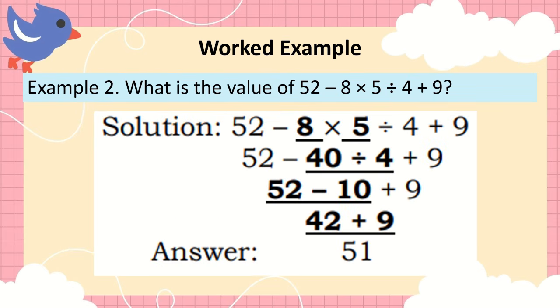Next, what is the value of 52 minus 8 times 5 divided by 4 plus 9? For the solution, we have 52 minus 8 times 5 divided by 4 plus 9. We are going to solve first the multiplication. Thus, 52 minus 40 divided by 4 plus 9. 52 minus 10 plus 9. 42 plus 9 is equal to 51. The correct answer is 51.